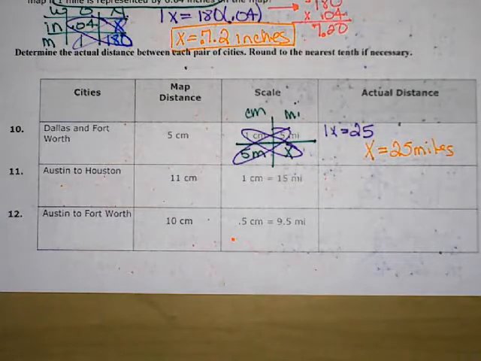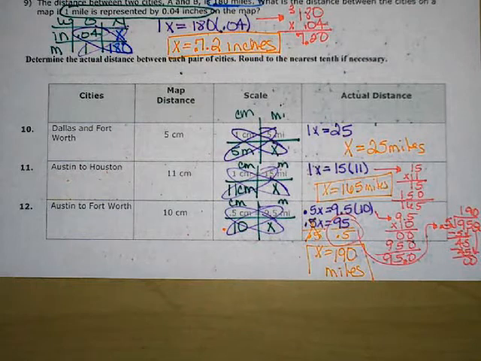See if you can try 11 and 12 on your own. Did you get 165 miles for number 11 and 190 miles for number 12? If not, let's take a look and see what we might have missed.